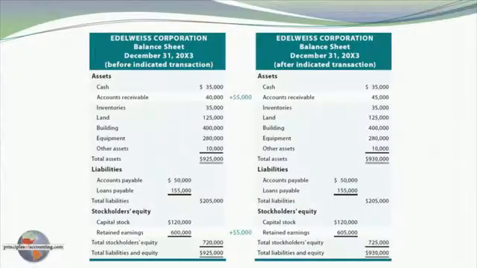So the net effect on the balance sheet of this particular transaction, notice that accounts receivable, which was $40,000, now is $45,000, and retained earnings, which was $600,000, is now $605,000. The equality, again, is maintained. That the assets are now $930,000, as is the liabilities plus owner's equity.